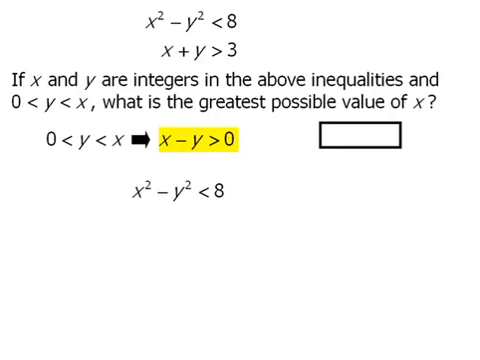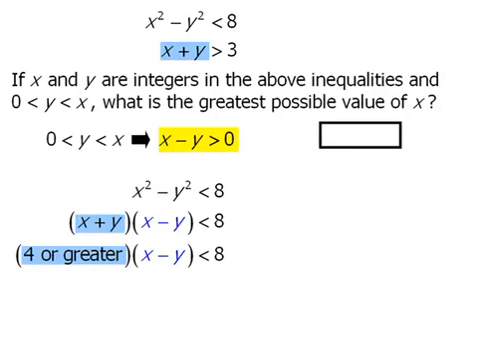Notice that we can factor the left-hand side as follows. This is very useful because we already know a little bit about x plus y. We are told that x plus y is greater than 3. Now, if x and y are both integers, we can conclude that x plus y will be 4 or greater. Now notice that we have 4 or greater multiplied by x minus y, and the product is less than 8.